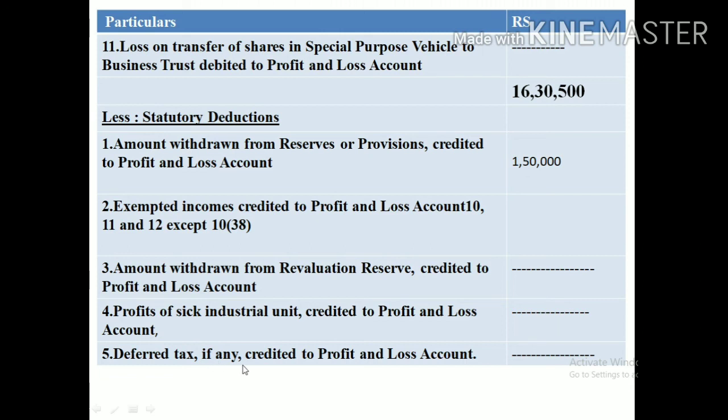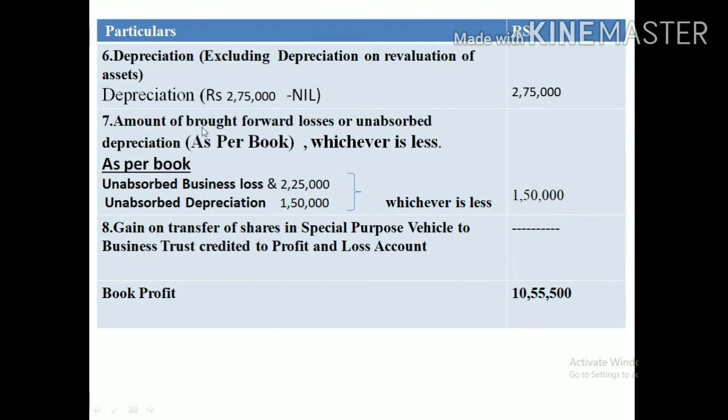Then deferred tax on the credit side. There is no record in the problem. Then depreciation. Say we should deduct compulsory depreciation. Okay, while deducting, we should deduct the depreciation excluding revaluation. So first we should take depreciation as per profit and loss account 2,75,000 minus the depreciation on revaluation. There is no information, so the same amount I am deducting here.